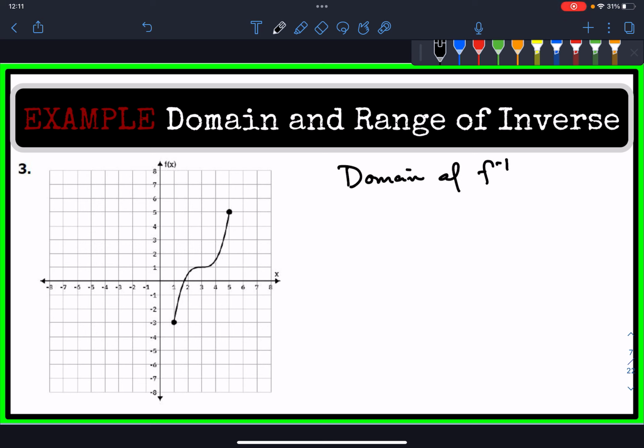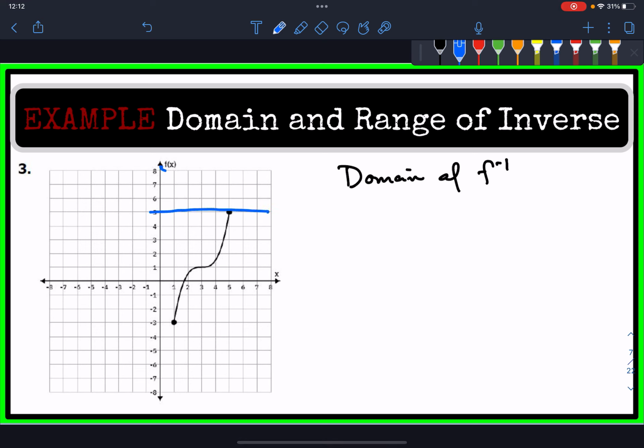Well, normally we get the domain of a function by looking horizontally from left to right. And we would see that this function doesn't go any further than 1 and doesn't go any further than 5. So that would be the domain for f. Our domain would be from 1 to 5. But the domain of the inverse is the range of this function. So to get our domain here for the inverse, we are going to look at the range of this graph.